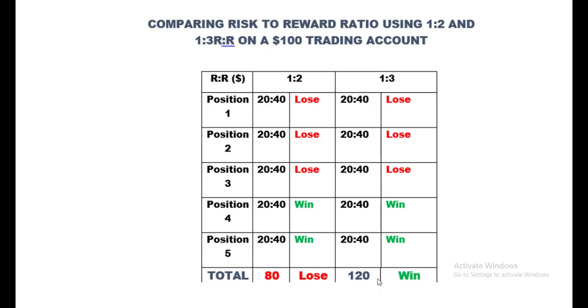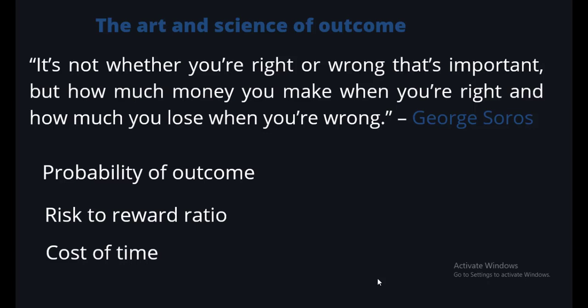Understanding this takes me to what I call the art and science of outcome. The art and science of outcome comes with what I call the probability of outcome, the risk to reward ratio, and cost of time. But before further ado, I am going to leave you with the words of George Soros. He says, it's not whether you're right or wrong that's important, but how much money you make when you're right and how much money you lose when you are wrong.